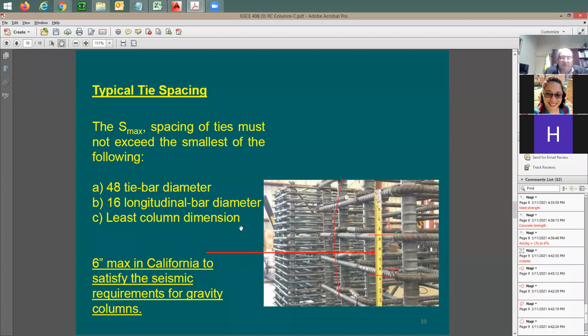In California, we have here a fourth requirement. We have seismic requirements for gravity columns in California in our code. And it says you're going to have here a maximum of 6 inches. So when you open the ACI code or some other books, you're not going to see this in there, but this is in the CBC, the California Building Code. So you're going to be adding here a fourth requirement, which is this 6-inch maximum. You're going to say, I have here in California, I'm going to go to a maximum of 6 inches. In most cases in our design, we're going to be limited by this. So this is going to be controlling our design, the 6 inches.